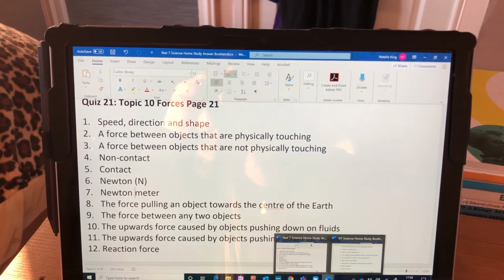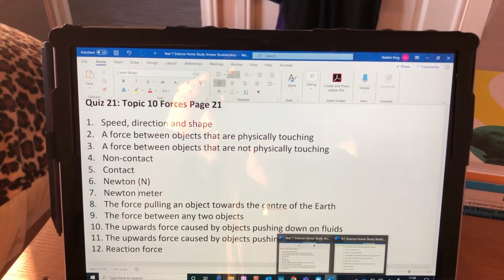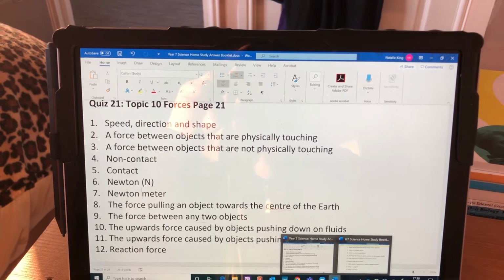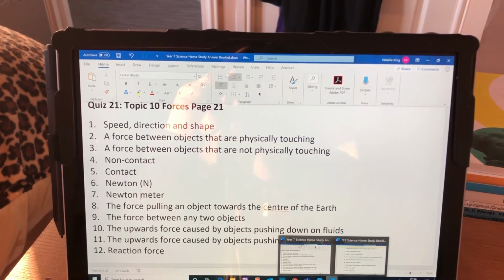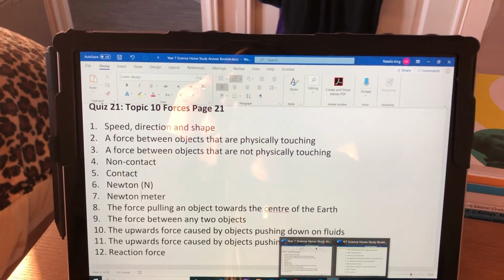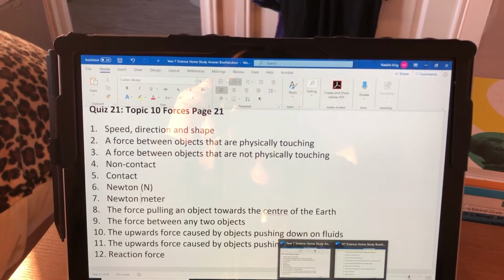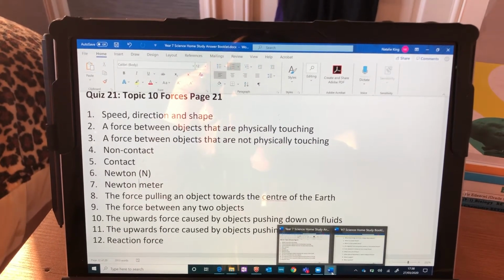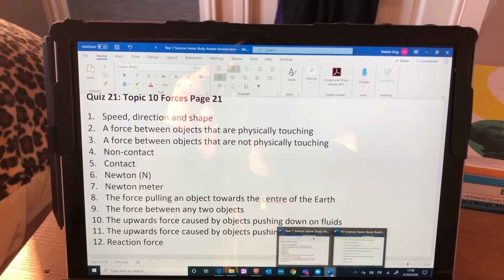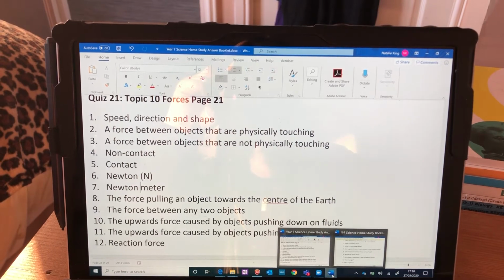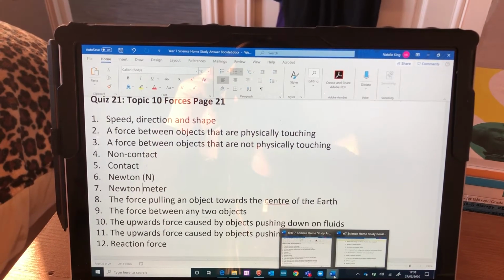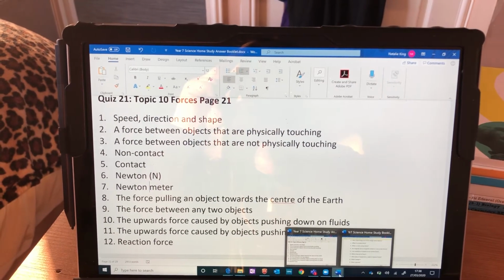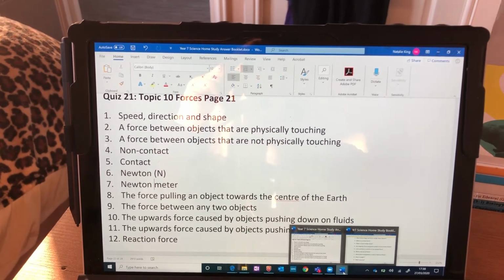Question 4, are magnetic forces and gravity contact or non-contact forces? The answer is non-contact for number 4. Number 5, is air resistance a contact or non-contact force? The answer is contact. Question 6, what is the unit of force? It's the Newton with a capital N, obviously after Isaac Newton. Question 7, what piece of equipment is used to measure forces? It's the Newton meter. Again, make sure you've got a capital N.